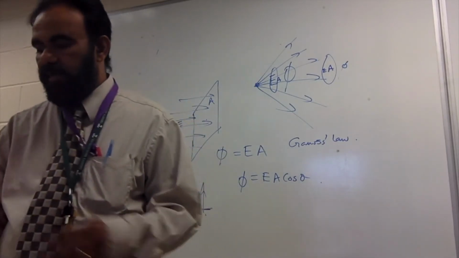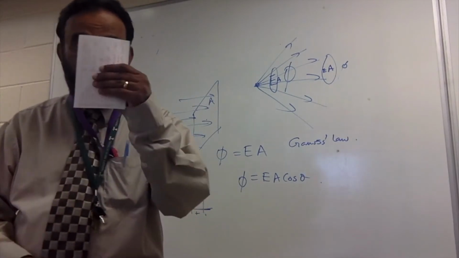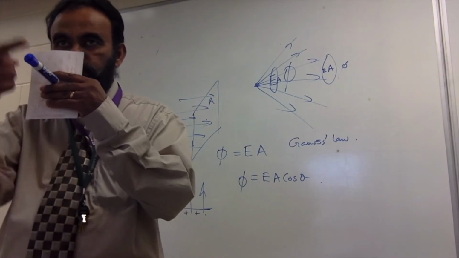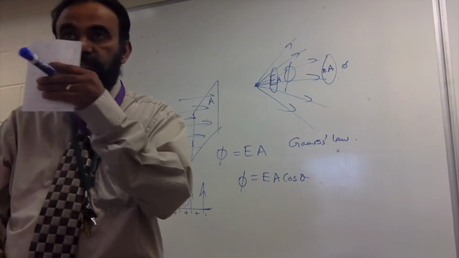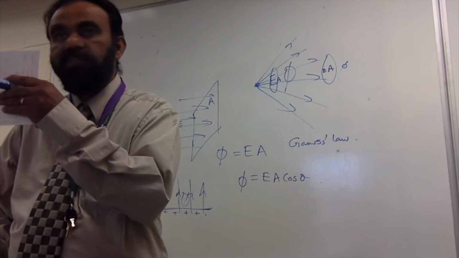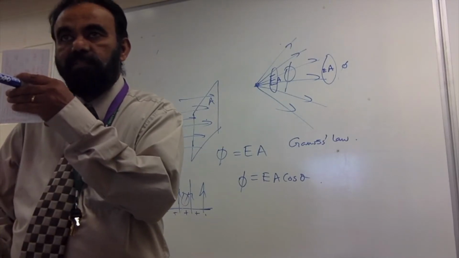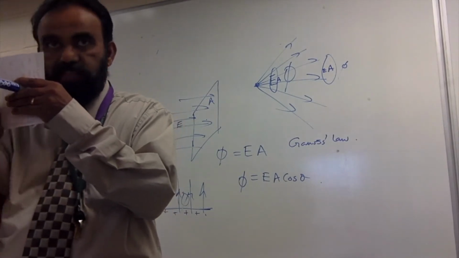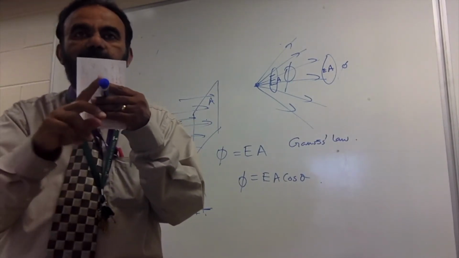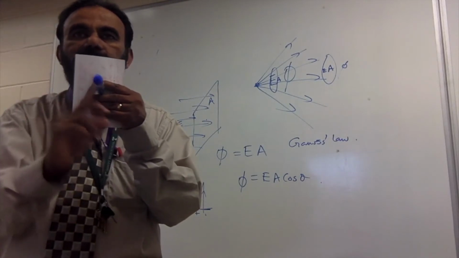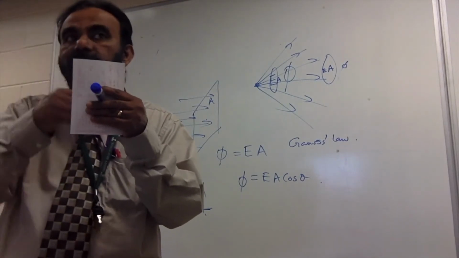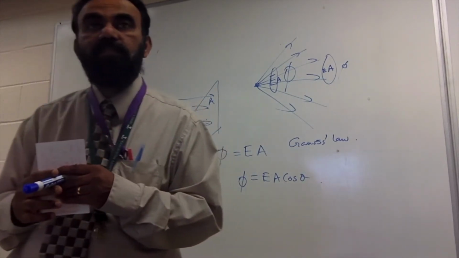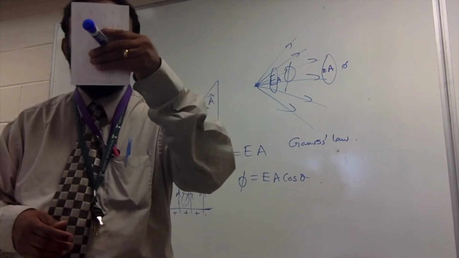The field lines are perpendicular to the plane. So if this is the plane, that's the perpendicular to the plane, right? What's the angle between your view and this perpendicular right now? 90 degrees or 0? 0. Your vision is this way and this perpendicular is also going straight. So the angle between your view and the perpendicular to the plane is 0. So we use cosine 0, and cosine 0 is 1. So you see all the area.